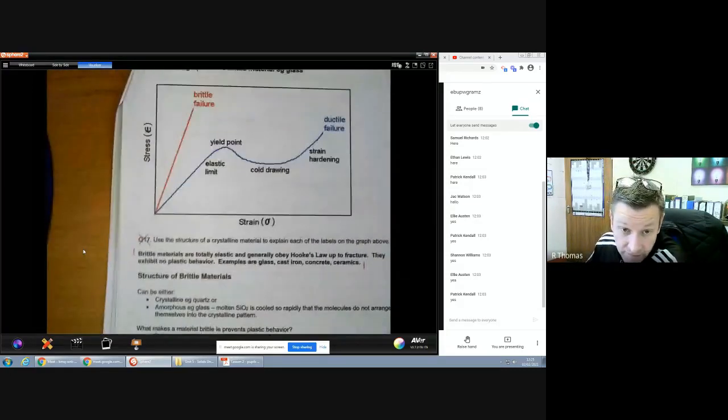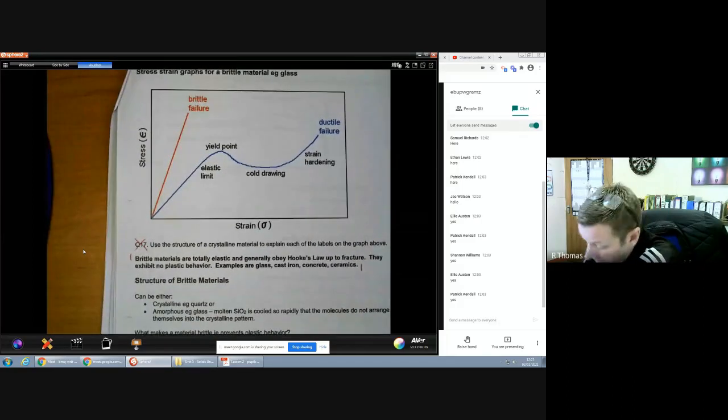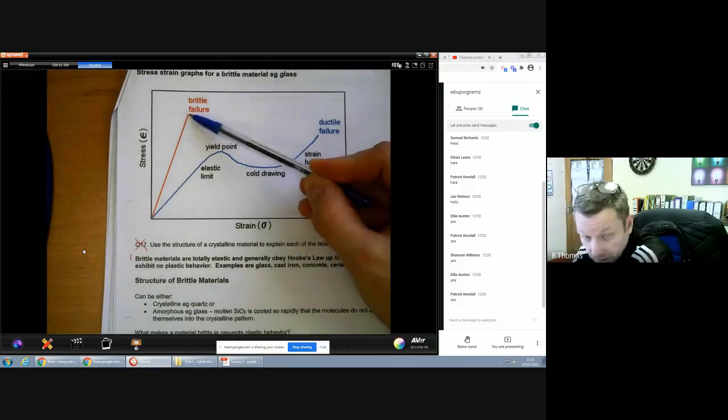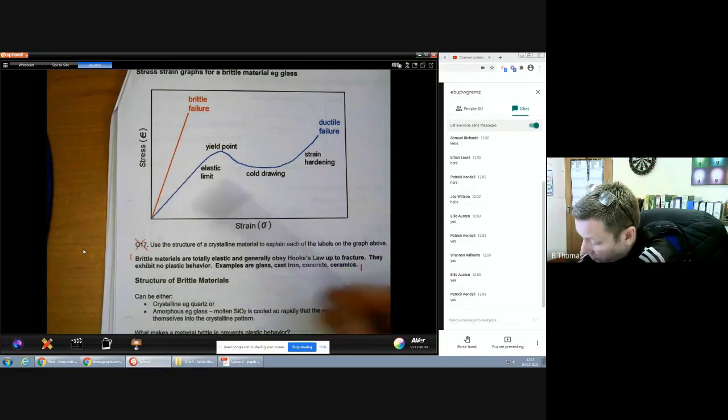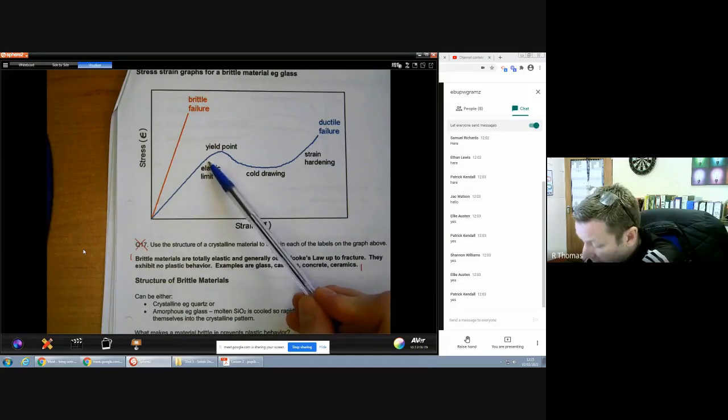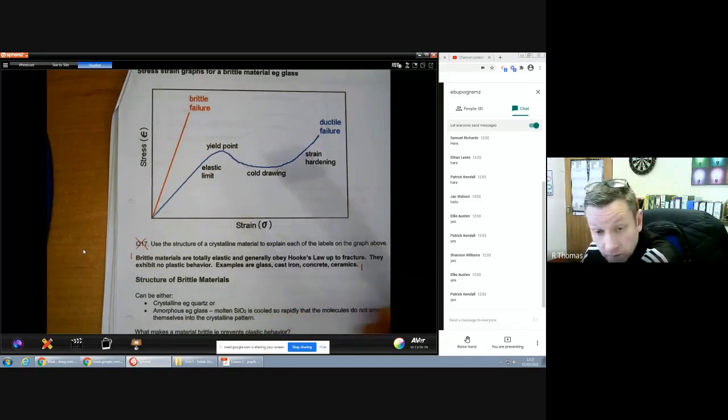So you're going to see this graph a million times. You need to know this graph. Here's the stress strain graph for glass, straight line, Hooke's law, breaks. Here's the stress strain graph for copper, for example. Hooke's law, you reach an elastic limit, then it starts to yield, then it will neck and stretch, and then it eventually breaks.